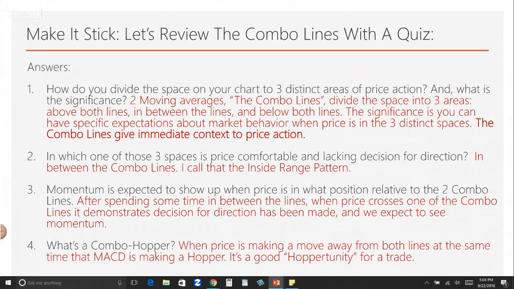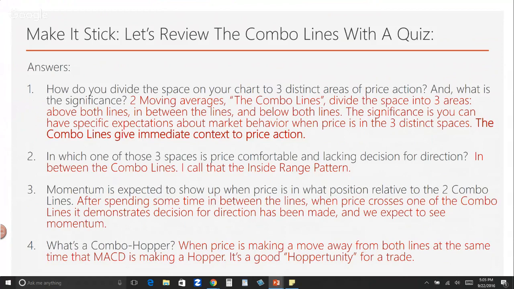Momentum is expected to show up when price is in what position relative to the 2 combo lines? And the answer is after spending some time in between the lines, when price crosses one of the combo lines, it demonstrates a decision for direction has been made. And we expect to see momentum in that point in time on our charts.